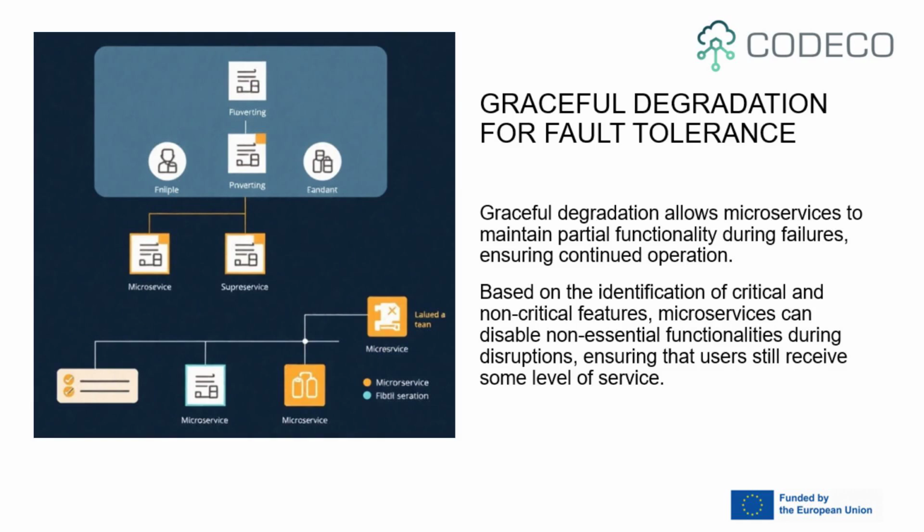When a microservice depends on another service that is experiencing issues, it can implement graceful degradation mechanisms to continue operating with limited functionality. Based on the identification of critical features and non-critical features, the microservice can degrade gracefully by disabling non-critical functionalities and providing partial services to users. This ensures that even during service disruptions, the microservice can still be partially operational.